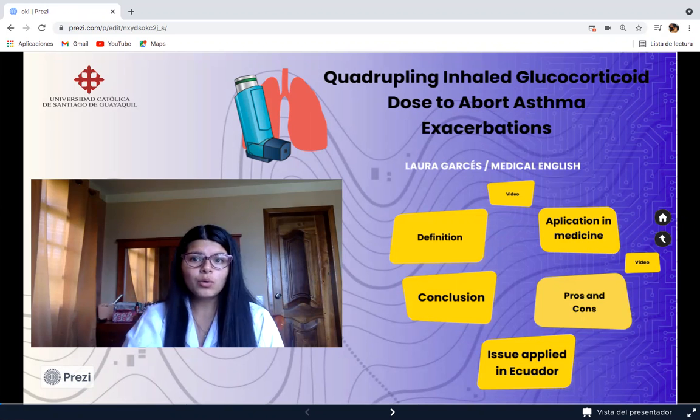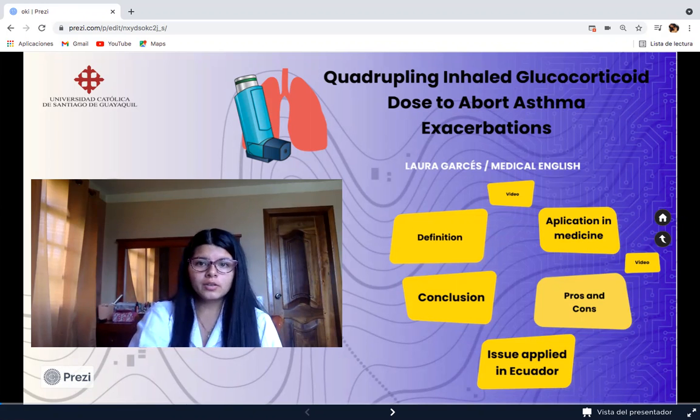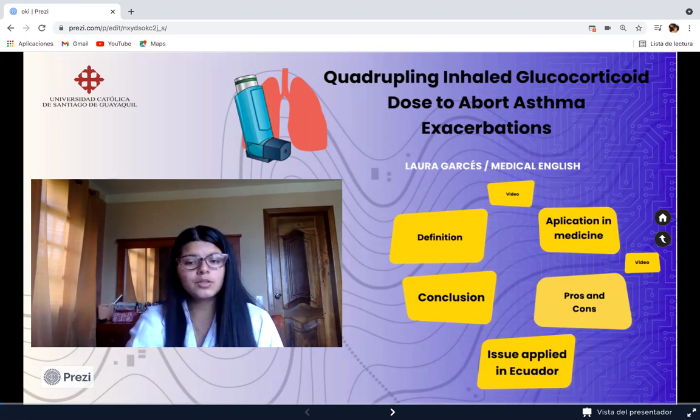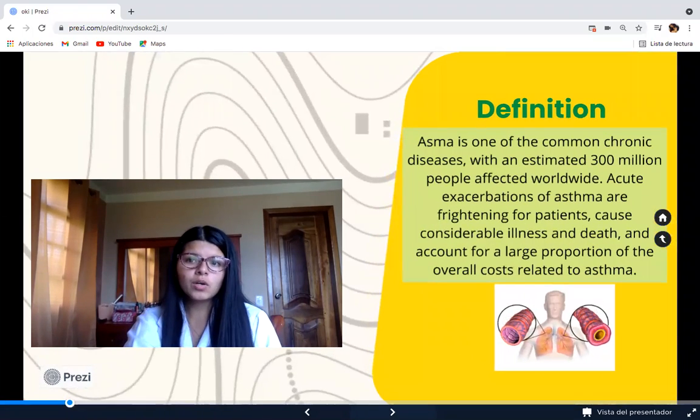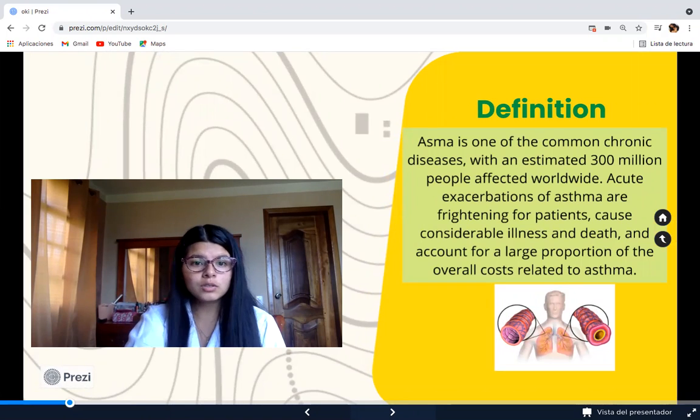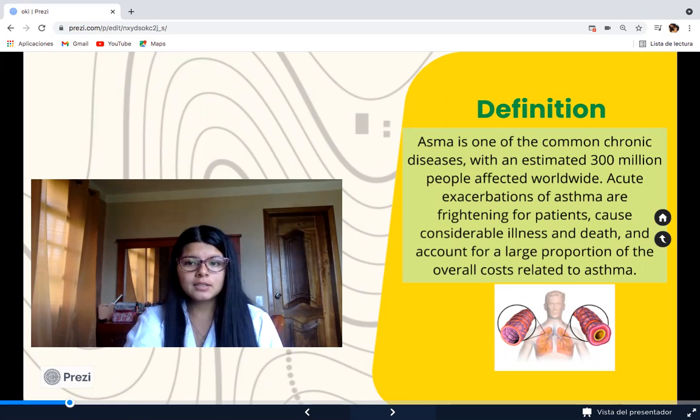I'm going to talk about quadrupling inhaled glucocorticoid dose to avert asthma exacerbation. First definition. Asthma is one of the common chronic diseases with an estimated 300 million people affected worldwide. Acute exacerbations of asthma are threatening for patients, cause considerable illness and death, and account for a large proportion of the overall cost related to asthma.